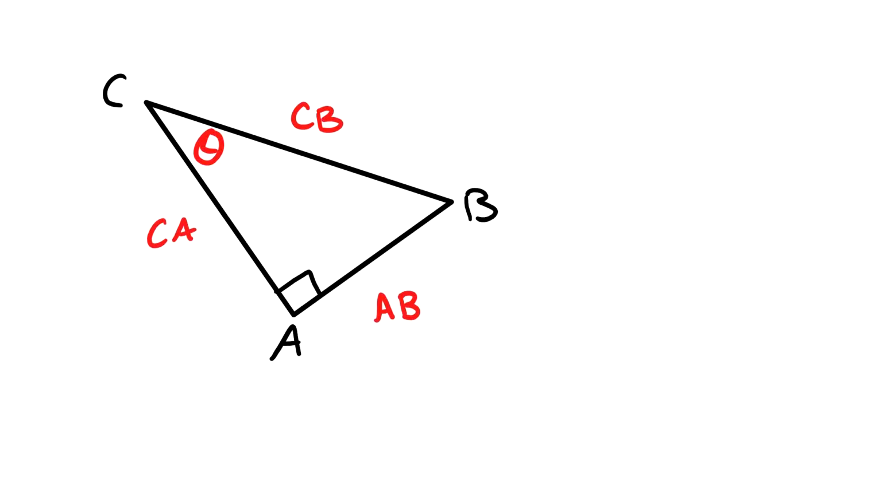Now you'll also notice we have a symbol here. That is called theta, and usually that is used to represent an unknown angle. It is just an unknown angle. If you wanted to, you could draw a little angle mark like that, and then you know which angle you're looking at. So let's start labeling like we always did.